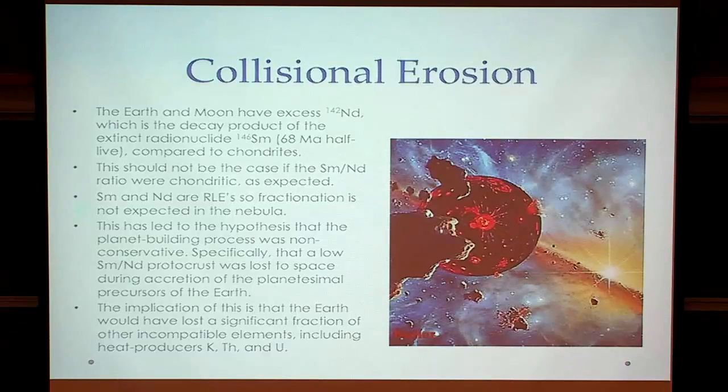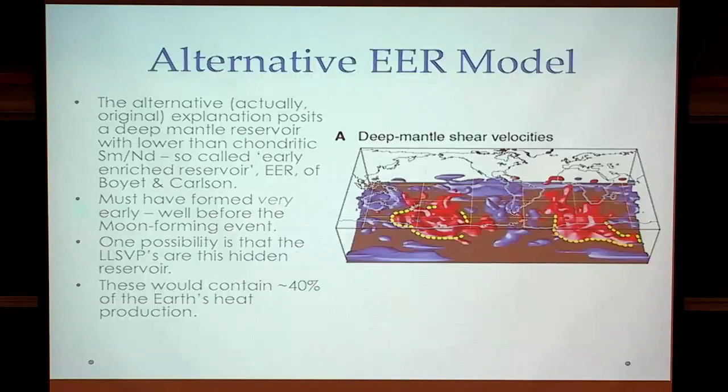The alternative explanation to this, which is not really the alternative, it was the original explanation put forward by Boyet and Carlson, was that in fact the protocrust formed, but instead of being blasted away, it sank into the deep mantle where it's stayed ever since. This is their so-called early enriched reservoir, the EER, and one possibility is these large low-velocity shear wave provinces are just this reservoir. To make the geochemistry work, you need to put something like 40% of the heat production within these things.